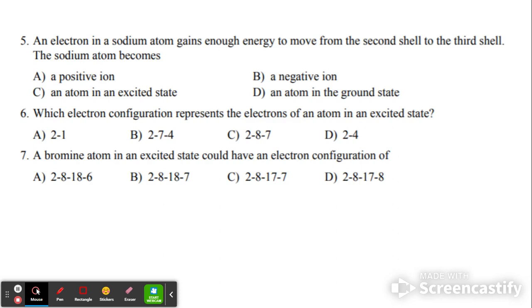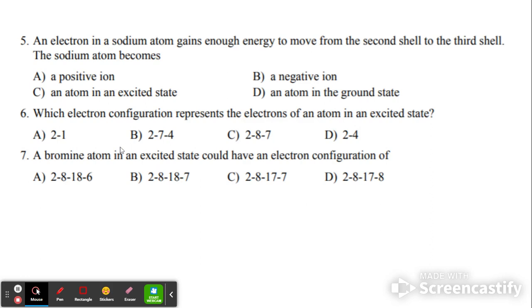Which electron configuration represents the electrons of an atom in an excited state? The answer is B, because in B, 7 is less than the maximum capacity of 8 for the second PEL. Thus, the answer for question 6 is B. A bromine atom in an excited state could have an electron configuration of, well, if we recall, the third principal energy level has a capacity for 18 electrons. Thus, the answer must be either C or D, since both C and D have a third PEL with a number of electrons that is less than 18.